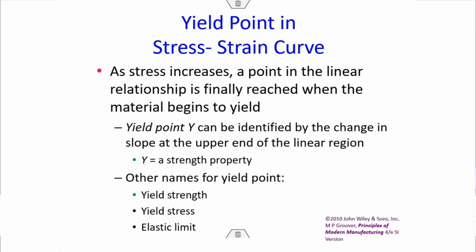As the stress increases, a point appears in the stress strain curve where the linear relationship finally breaks down and the material begins to yield. The yield point can be identified by the change in slope at the upper end of the linear region. Other names for the yield point are yield stress, elastic limit, proof stress, but do not worry about it. It is yield stress.